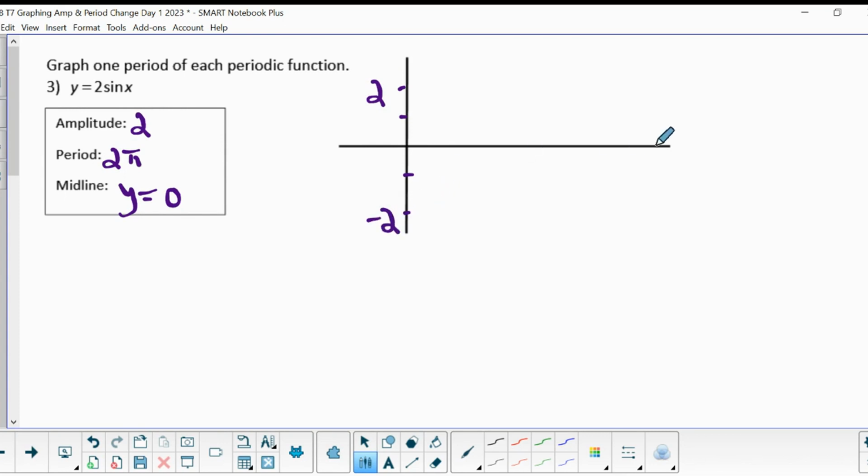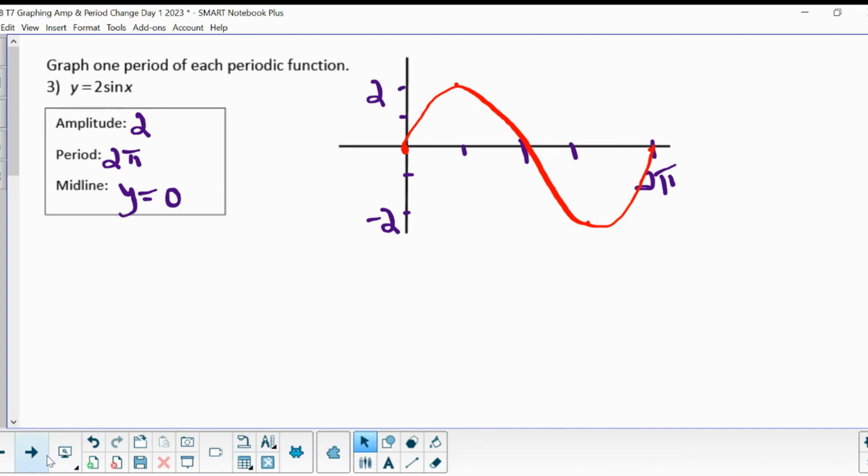I'm going to mark 4 additional markings here with the length going out to 2 pi. And since it's sine, it always starts in the middle, and then it goes up, goes back to the middle, goes down to the lowest value, and then back to the middle. So the shape of the graph is the same, it just has a different highest and different lowest point. So there is my y equals 2 sine x graph.